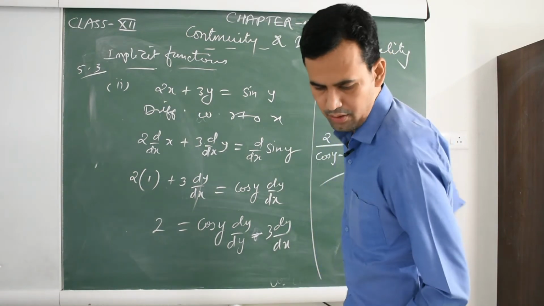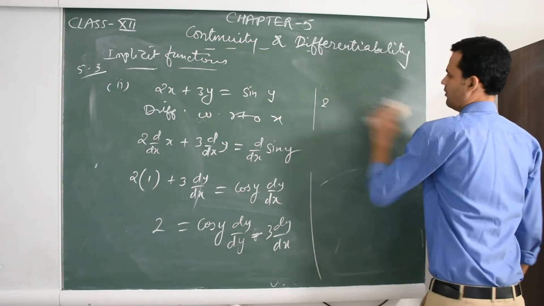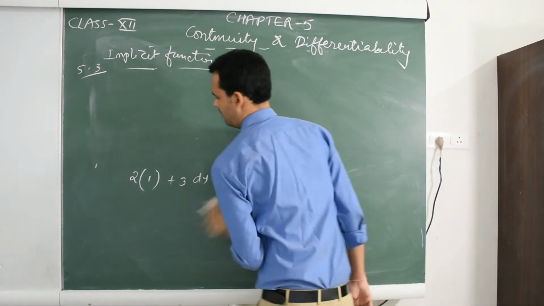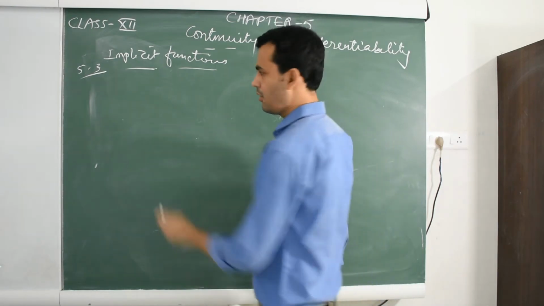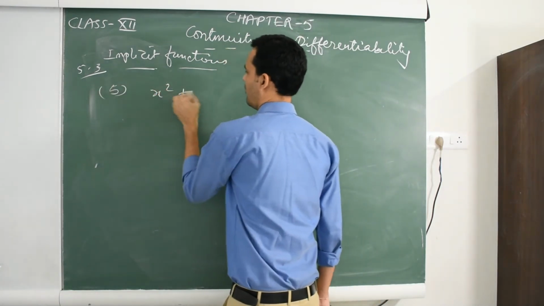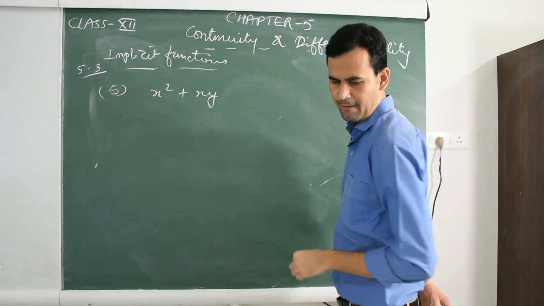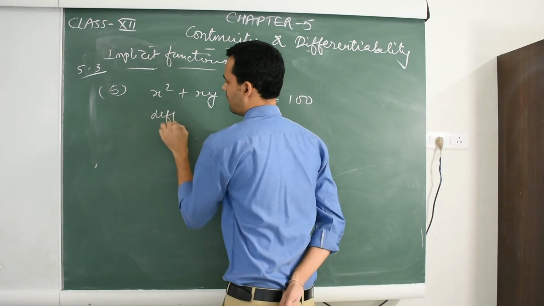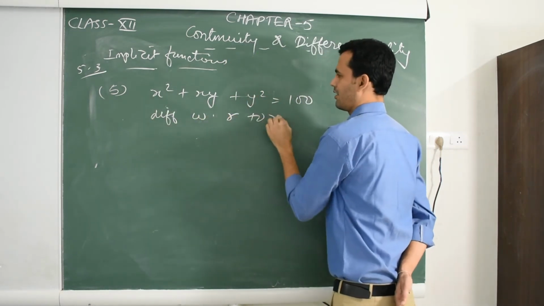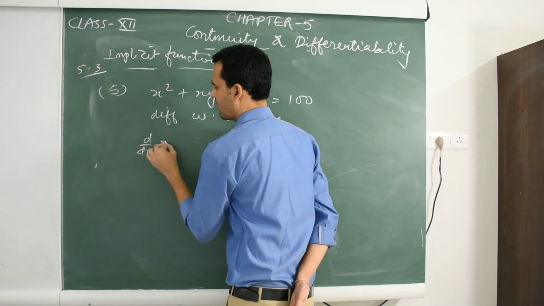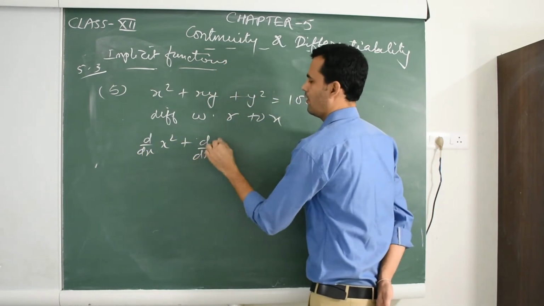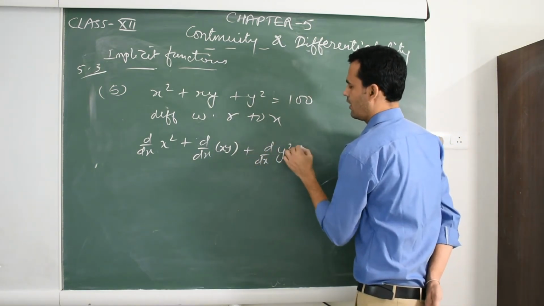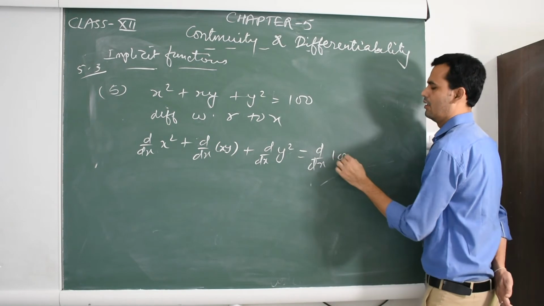Similarly, we solve question number 5 of exercise 5.3. Question number 5 is x² + xy + y² = 100. Differentiate with respect to x. So d/dx of x² plus d/dx of xy plus d/dx of y² equals d/dx of 100.